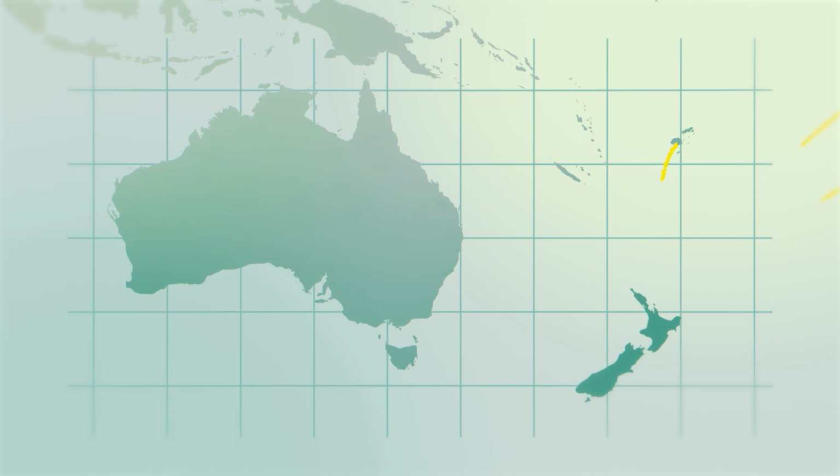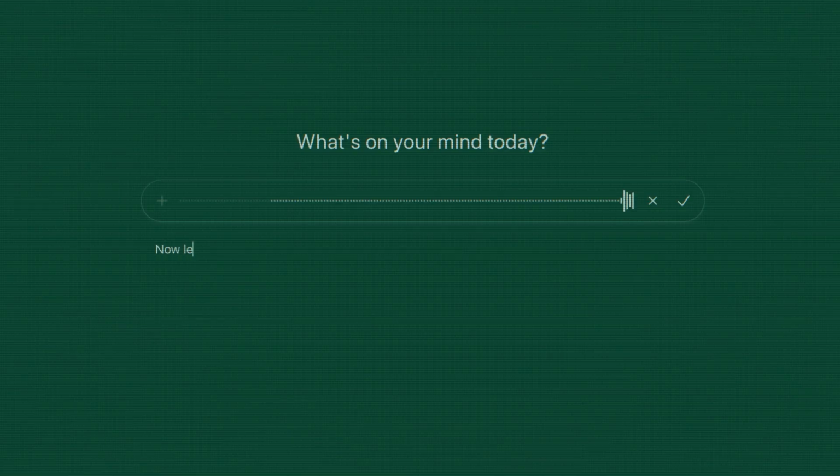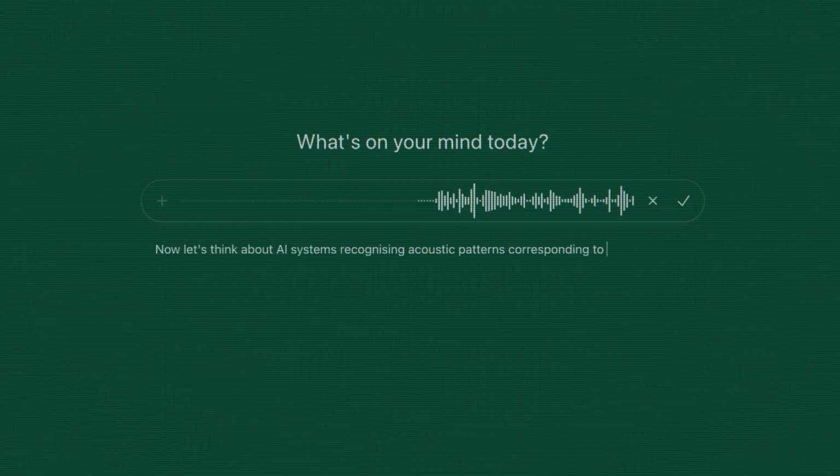Language scientists use this kind of variation to reverse engineer human history, to help track how the tipuna of today's Pasifika voyaged across the Pacific, including to Aotearoa. Now let's think about AI systems recognizing acoustic patterns corresponding to, say, T versus key. As we have seen, there is not one such pattern per word, but many, depending on where the speaker is from, what style they're using, and so on.